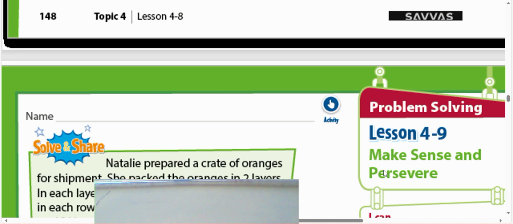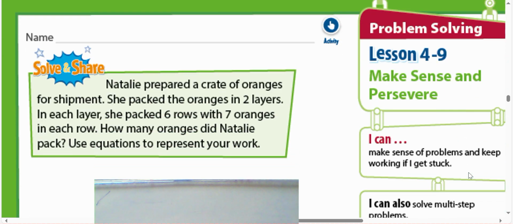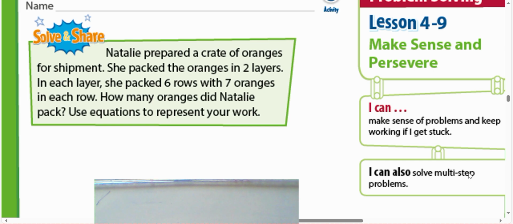Get ready to solve from Volume 1 book, Lesson 9, Topic 4: Make sense and persevere. No, multiplication about digit by digit. You can make sense of problems and keep working if you get stuck. You can also solve multi-step problems. You must use the table to find the answer.